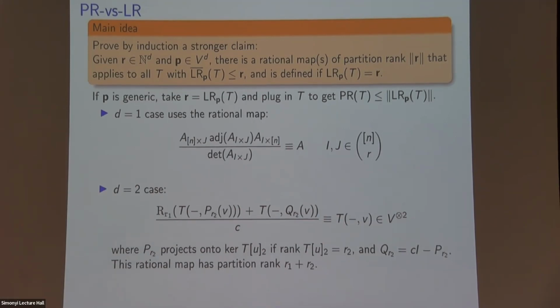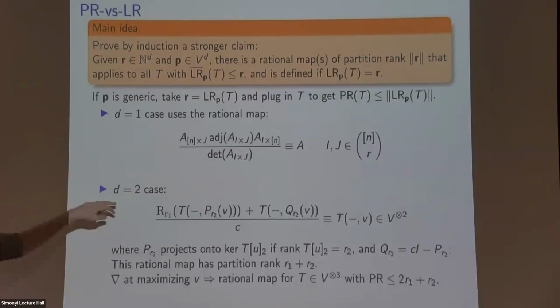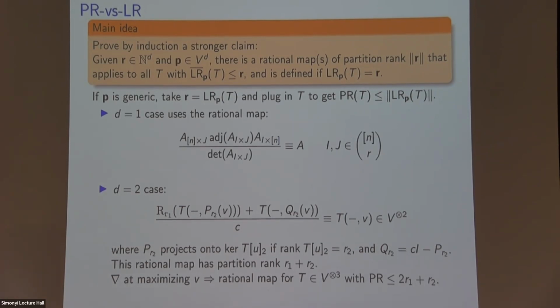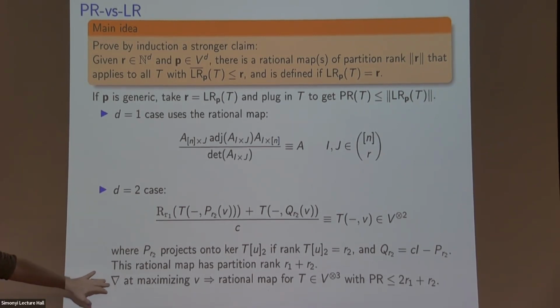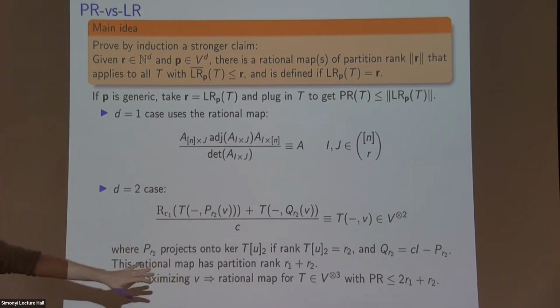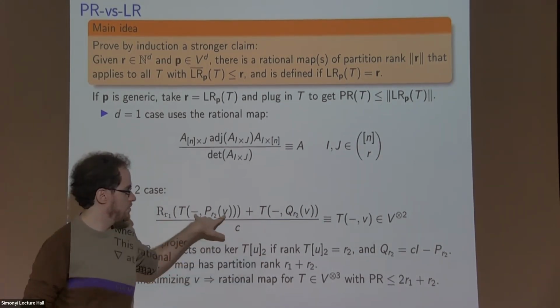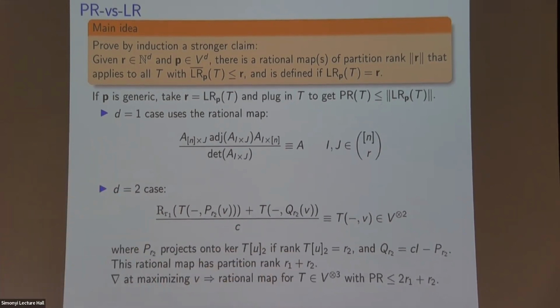If I want to get a formula for the actual tensor, for the original map, then what I need to do is to take the gradient, take the derivative with respect to this last component, and do that at a point that maximizes. So that ties back to the definition of local rank. And by taking the gradient, that means that the first term is now double. The partition rank is double.